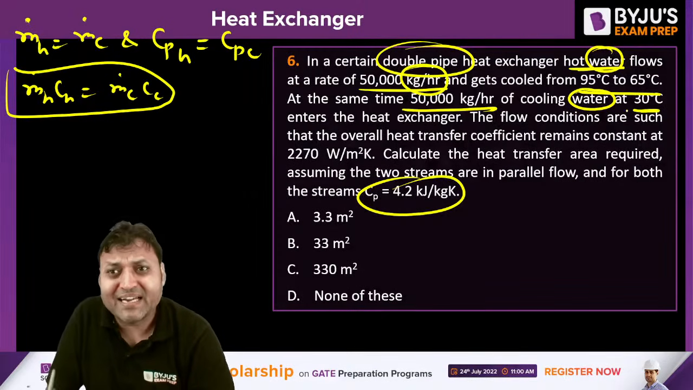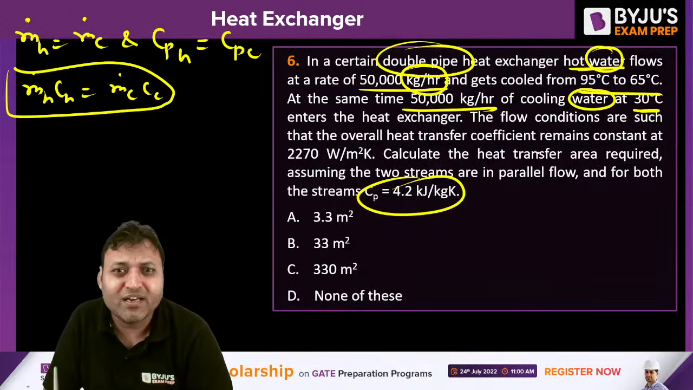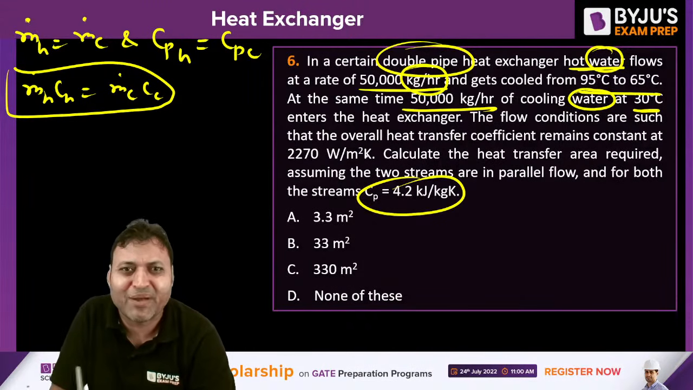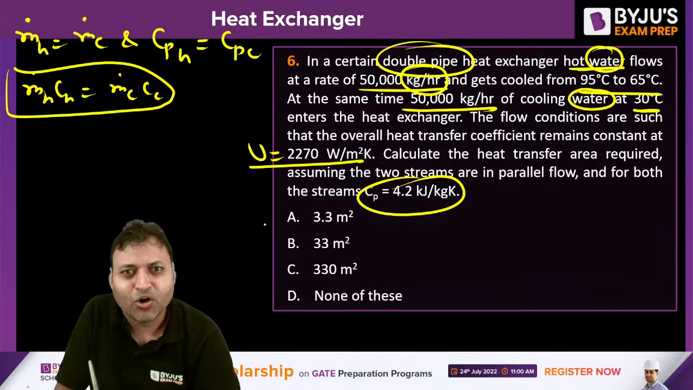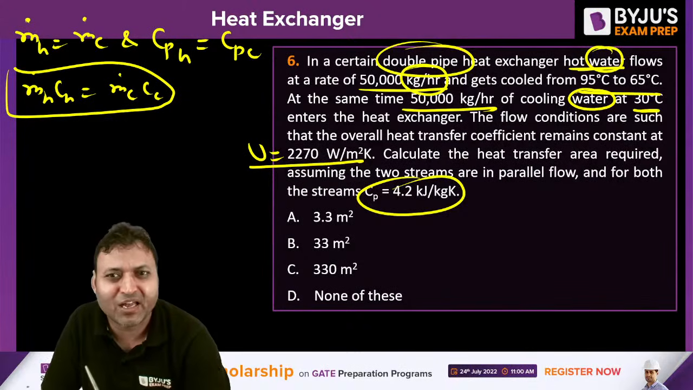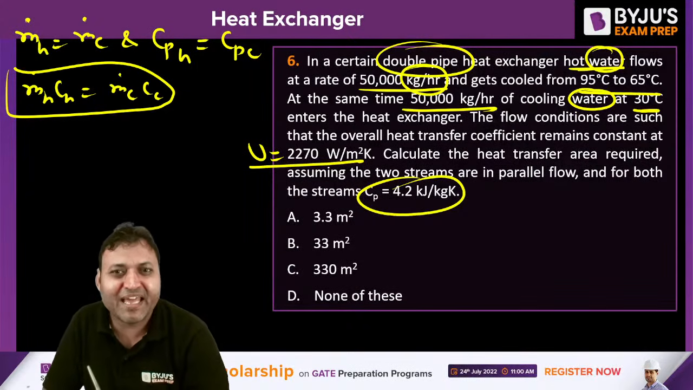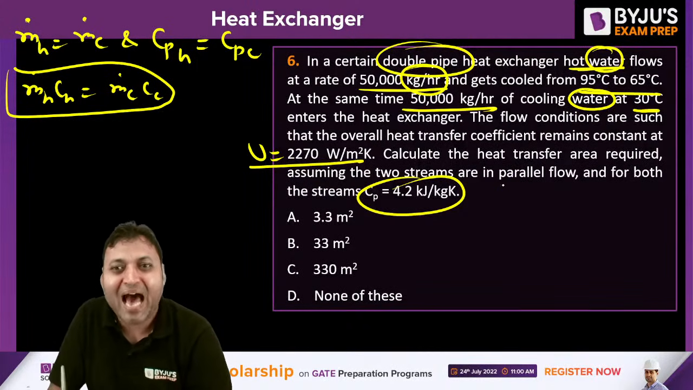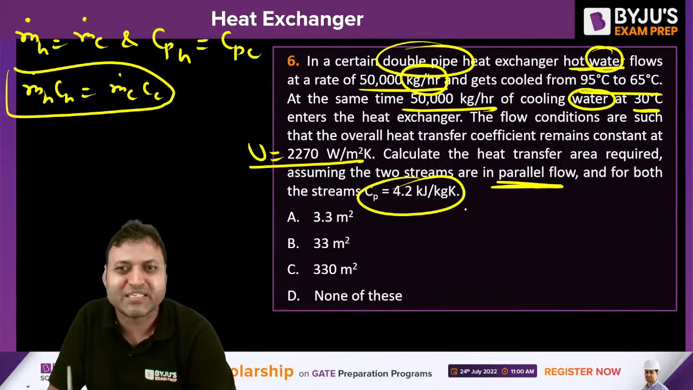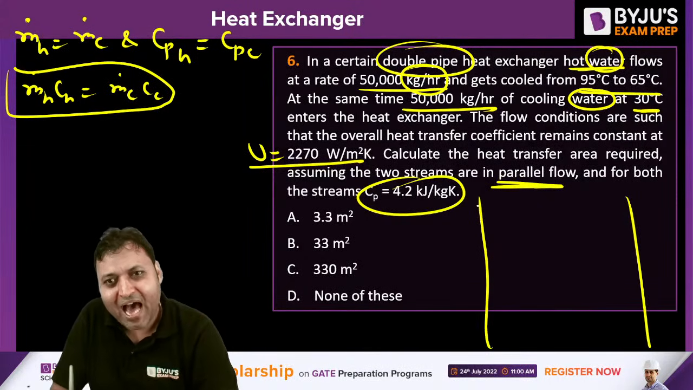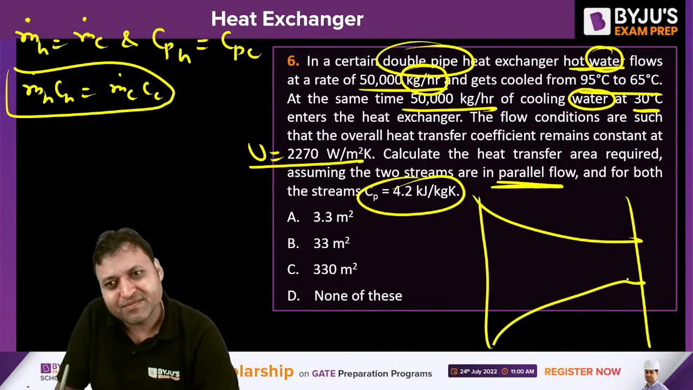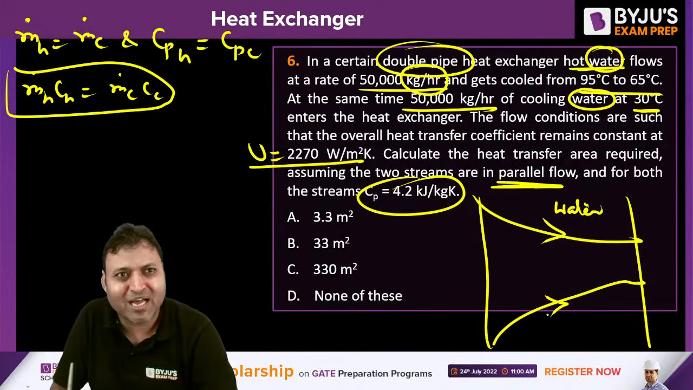The cooling water enters at 30 degrees Celsius, that is TC1. In the heat exchanger, the flow conditions are such that the overall heat transfer coefficient remains constant at this value. This is U, overall heat transfer coefficient, watt per meter square Kelvin. Calculate the heat transfer area required, assuming the two streams are in parallel flow. For both streams, it is a parallel flow heat exchanger. The diagram will look like this. Both are water having the same mass flow rate.